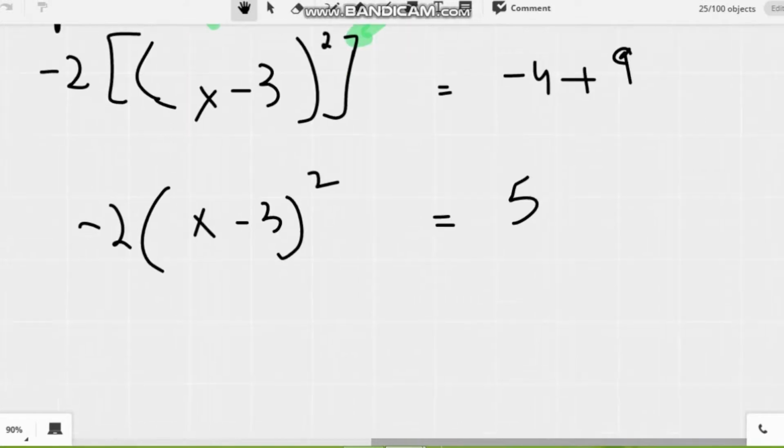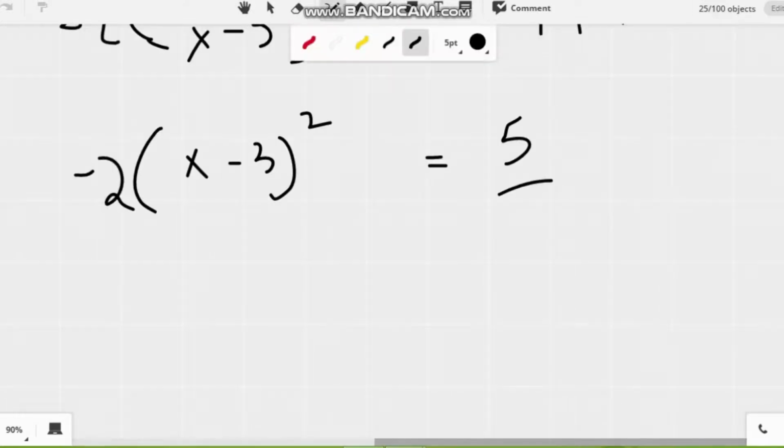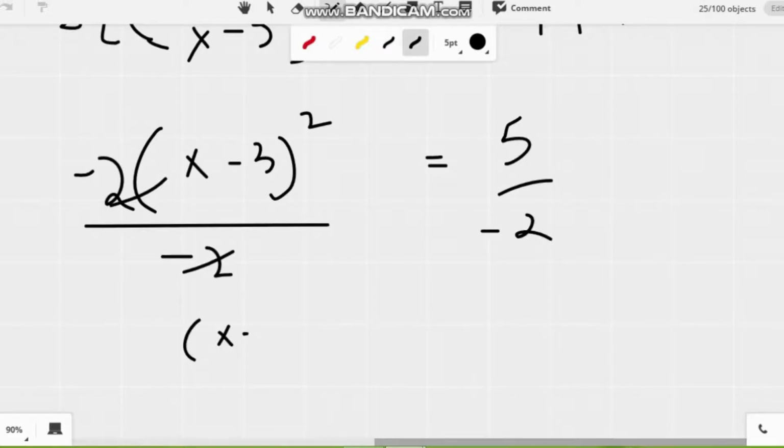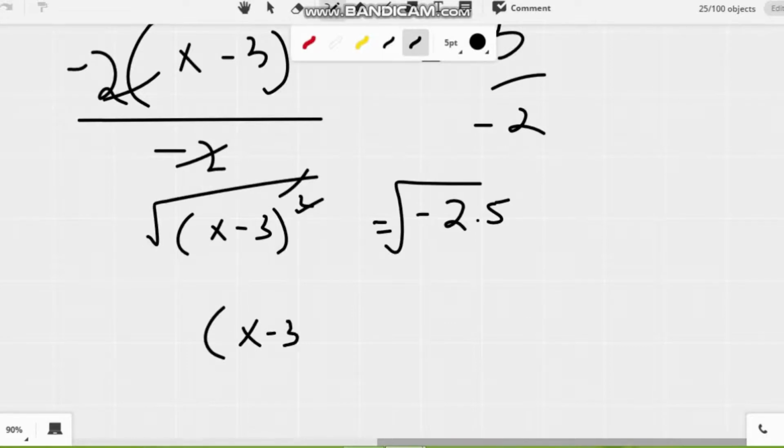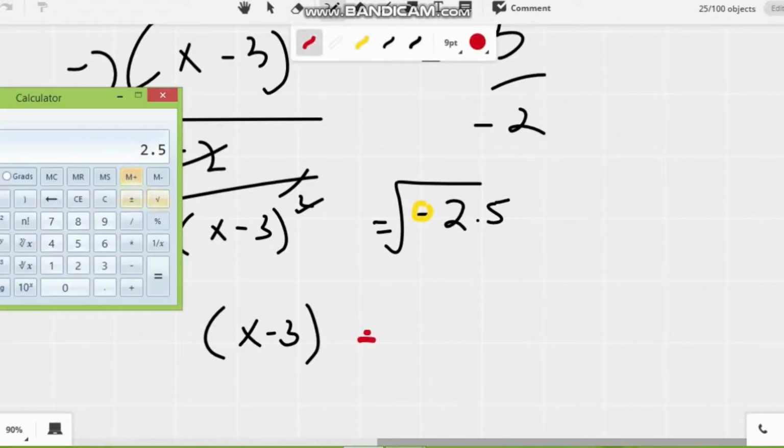And then what I will do, 2 is multiplying here, and it's negative 2, so we will divide both sides by negative 2. Negative 2 and negative 2 cancel out, so we got x minus 3 squared equals 5 divided by negative 2, that's 2.5 with a negative sign. I need to get rid of the square, so I will take the square root on both sides, and the square cancels out. I got x minus 3 equals, this negative sign you will neglect, so it would be the square root of 2.5, that is 1.5.